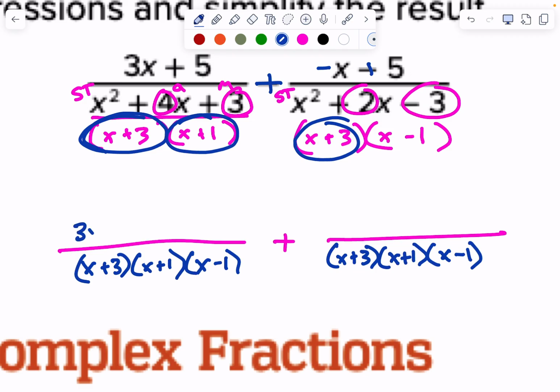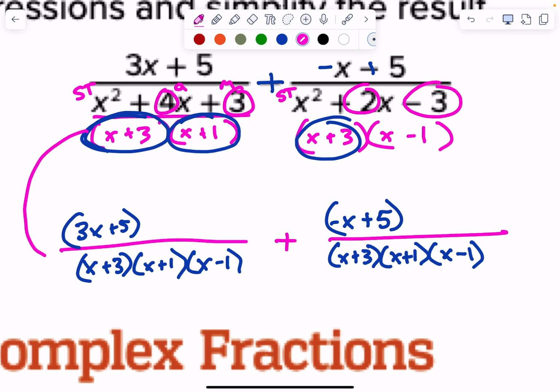I'm going to write my 3x plus 5 up here, in parentheses. And then this one is negative x plus 5, in parentheses. Now I'm getting ready to put what each one needs. Here I have my common denominator. I just rewrote my tops. Now I'm comparing this one to this one. x plus 3 and x plus 1. He is missing the x minus 1. What's this one missing? x plus 1.